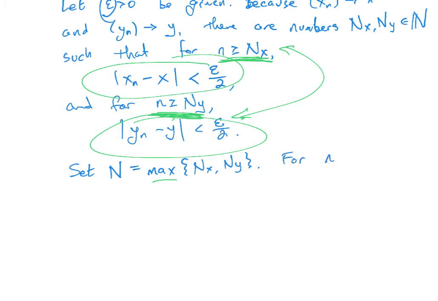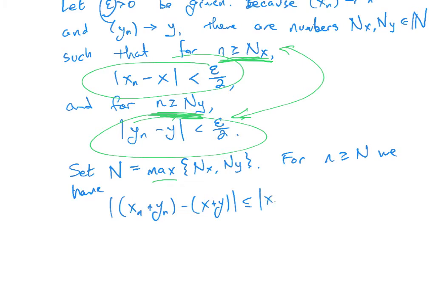For little n greater than or equal to capital N, we have, this is what we wrote above. We have our inequality, and we get less than epsilon. Questions?